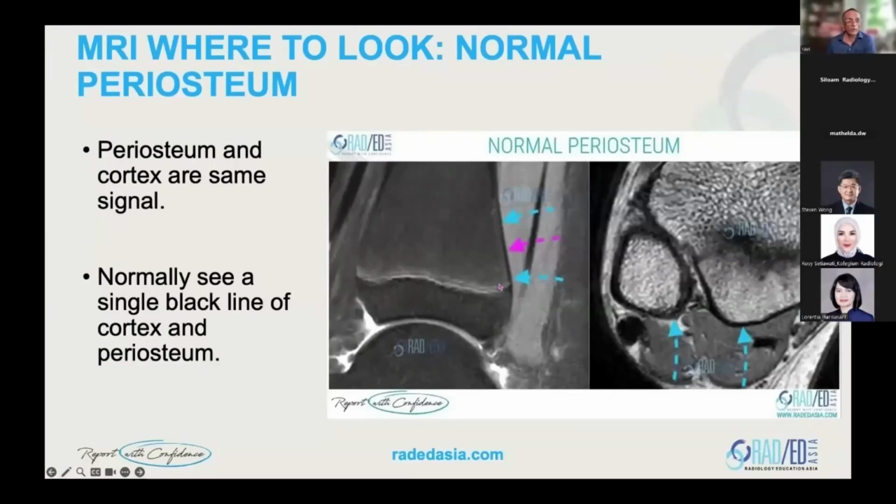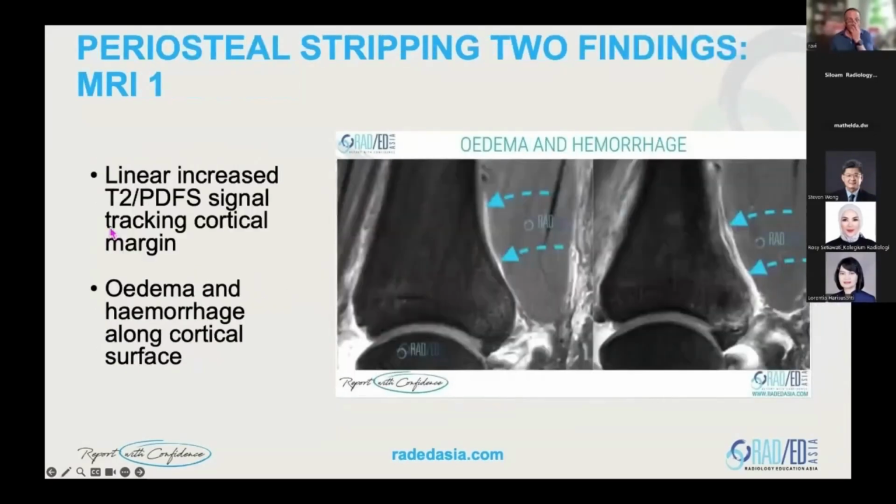Both are black. This is a PD fat set. This is a PD. So there's a combination of periosteum and cortex here. When you have periosteal stripping, there are two things that occur. One is because there's trauma to the periosteum, you will get edema and hemorrhage. When someone has got a syndesmotic injury, if you see this pattern of edema and fluid tracking along the posterior margin of cortex, they're almost for sure having periosteal stripping. This is what it does. It gives you this track of fluid that goes along the back of the cortex or back of the tibia.